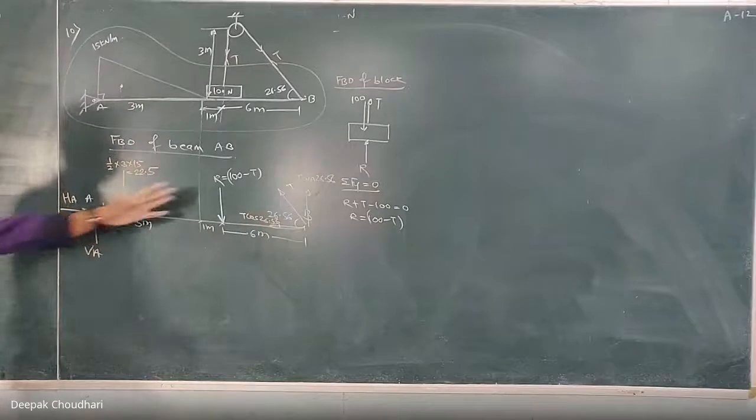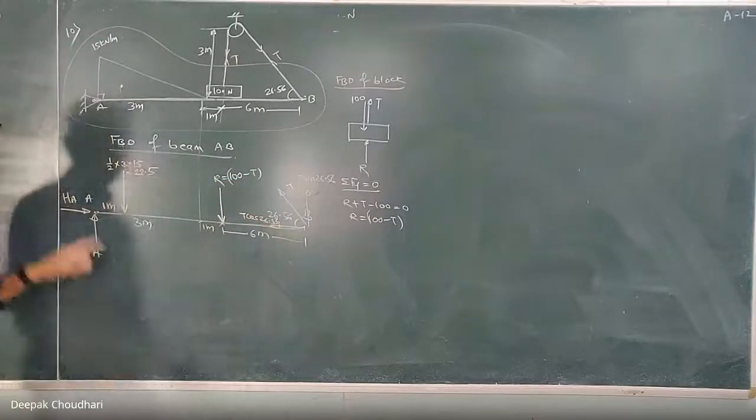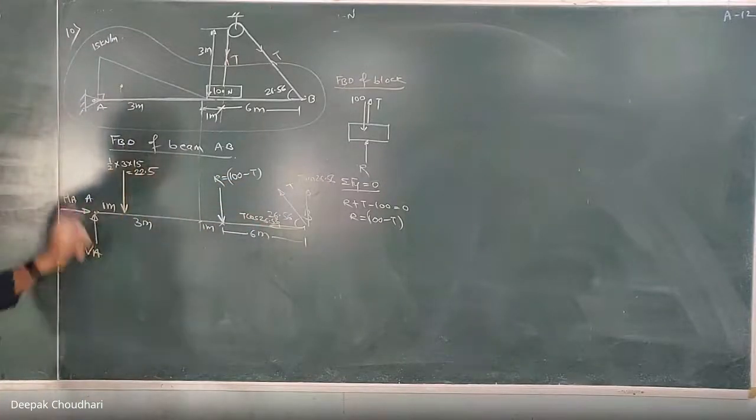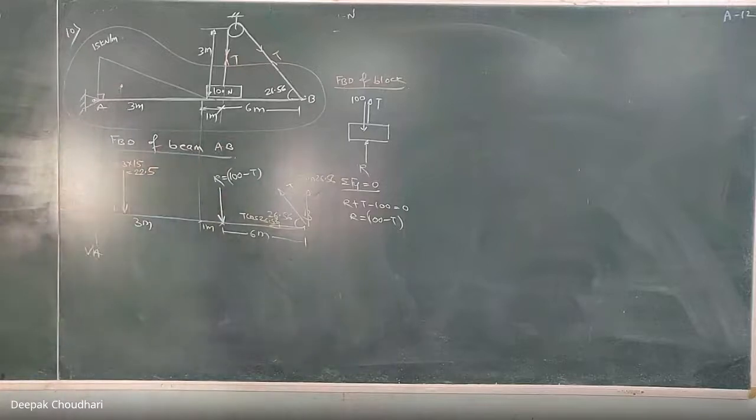Take moment here and you will get T. Use summation of Fx equal to 0, you will get HA. Summation of Fy equal to 0, you will get VA. Finish. Any difficulty? Did you understand the question? I am not going to solve it. Yes, this is for homework. Any doubt? No, sir. Okay.